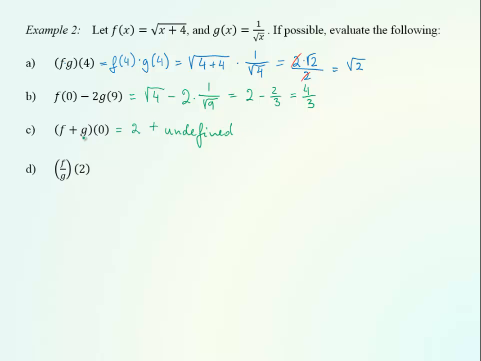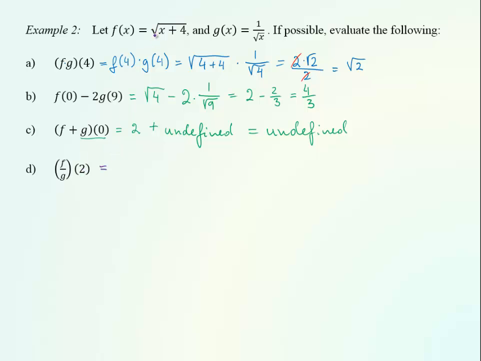So, since one of the functions is not defined, the 0 actually doesn't belong to the domain of both functions. Therefore, overall, this value is impossible to calculate. This whole thing will be really undefined. And the last example, we need to evaluate f divided by g at the point 2.